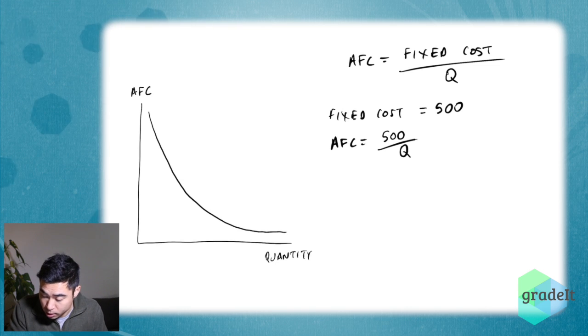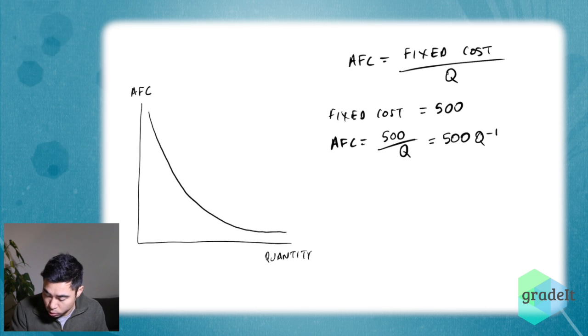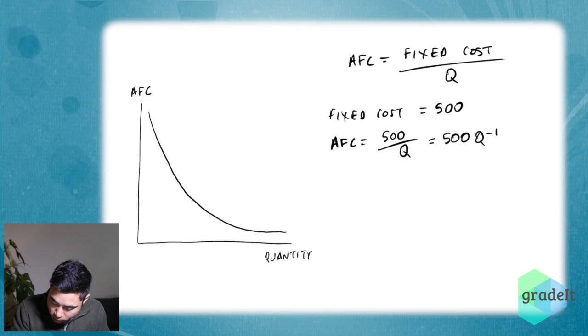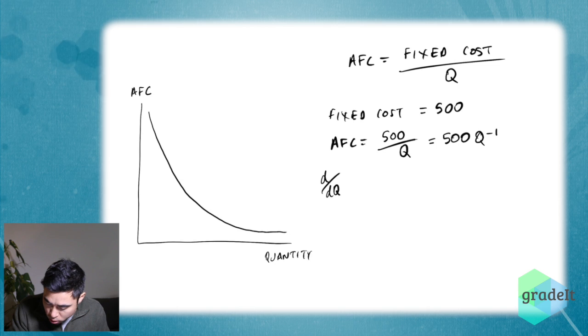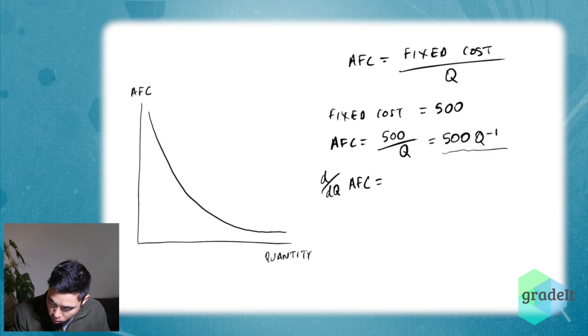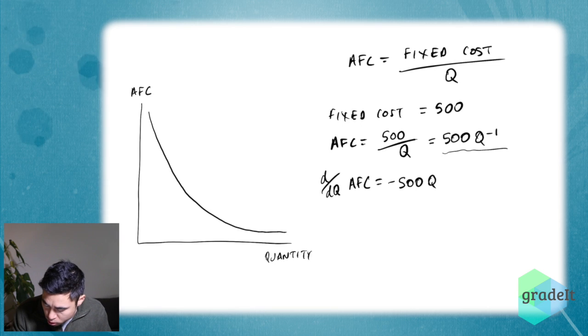Another way of writing this is 500Q to the minus 1. And now if I take my first derivative of average fixed cost with respect to quantity, so I'm differentiating this with respect to quantity, I get minus 500Q to the minus 2.